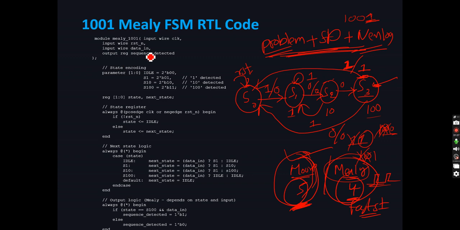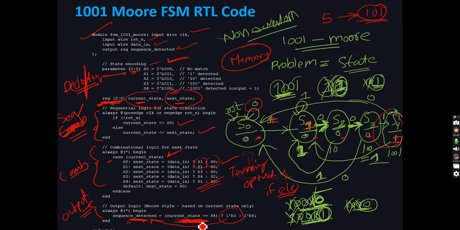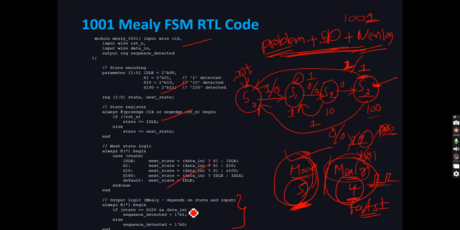And see, this is similar to the earlier Moore code, like declarations and states and sequential logic and combinational logic. Only the difference between the Mealy and Moore coding style is here. See, as I said before, Moore only depends upon the current state. Whenever the current state is S4, it will give the output as 1. But here, whenever the current state is 100, which is nothing but the S3 state.